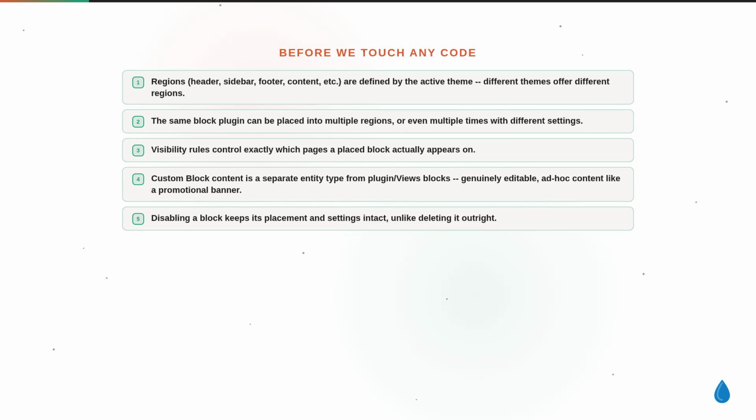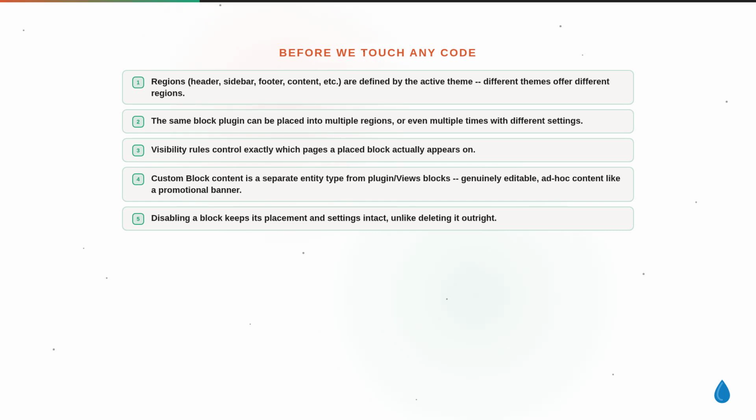Regions, header, sidebar, footer, content, etc. are defined by the active theme. Different themes offer different regions. The same block plugin can be placed into multiple regions, or even multiple times with different settings. Visibility rules control exactly which pages a placed block actually appears on.